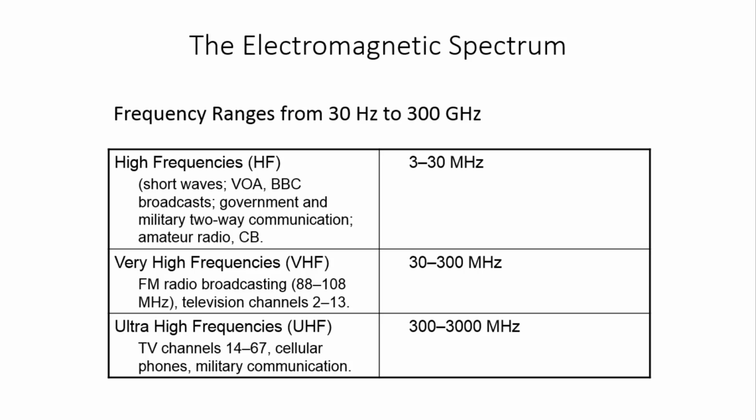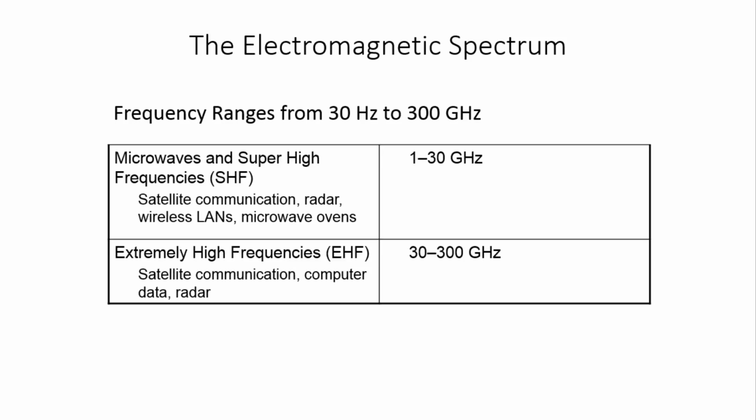And they can be used for different applications. The applications include TV channels, cellular phones, military communication, FM radio broadcasting, and television channels. Super high frequency, SHF, microwave, covers 3 to 30 gigahertz, with satellite communication, radar, and wireless LAN. Extremely high frequency covers 30 to 300 gigahertz, with satellite communication, computer data, and radar.